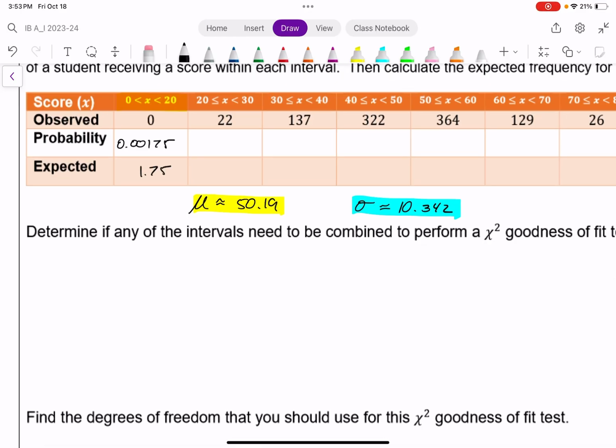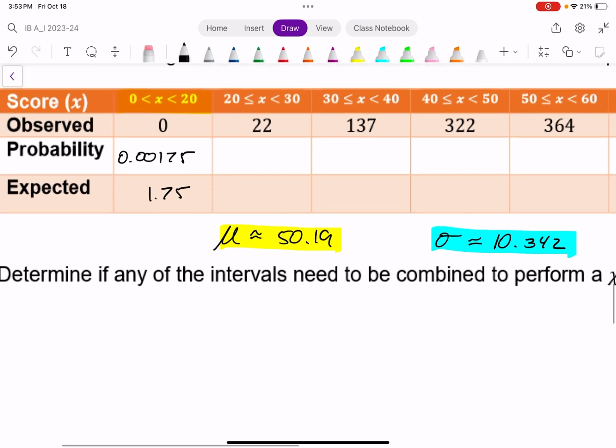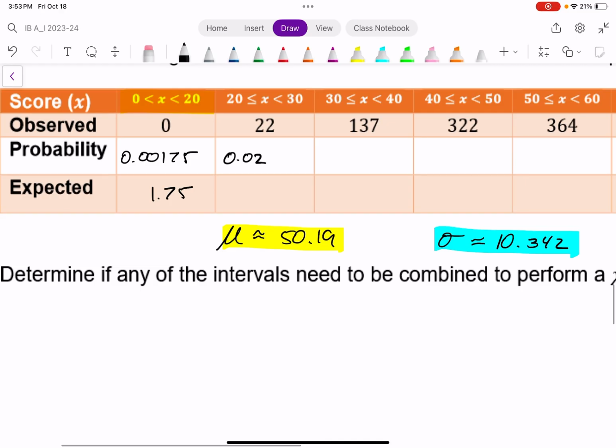I want to do the same idea for all of these. So using the same mean and standard deviation, which again are estimates, we want to find the probability that there'd be a score between 20 and 30, and we get a slightly higher probability, 0.0237. Multiply that by 1,000, you get 23.7 expected students to have a score between that. Again, assuming this really is a normal distribution.